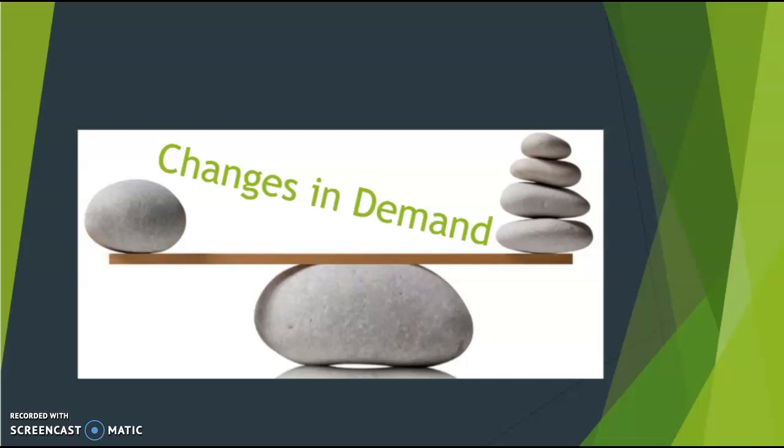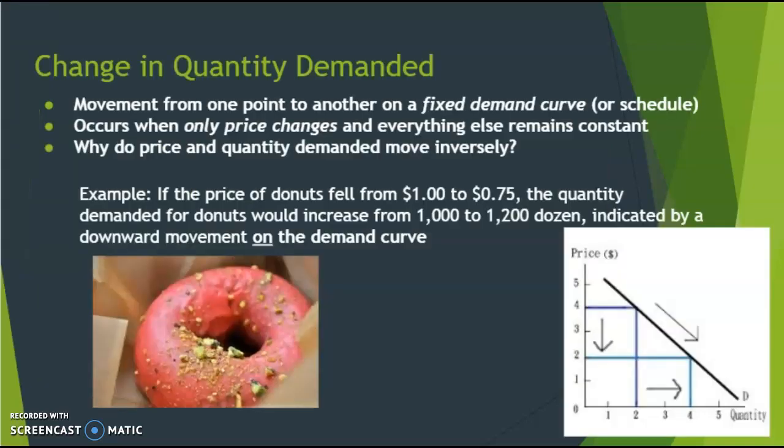Today we're going to be talking about changes in demand. Last time we talked about a change in quantity demanded, and that's movement from one point to another on a fixed demand curve. It's also referred to as a schedule. If you take a look at the graph, you can see that at $4, the quantity demanded was 2, but at $2, the quantity demanded was 4. It occurs when there's a price change and everything else remains constant.